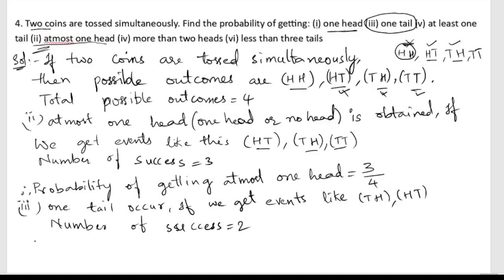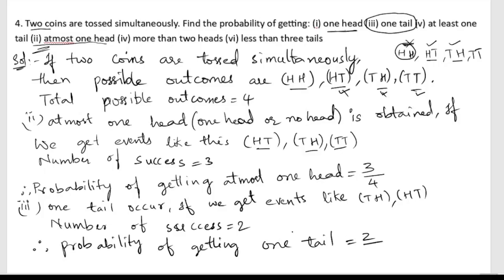So therefore we will get the probability of getting one tail. For one tail we will write the number of success in the numerator and the total number of outcomes in the denominator. So 2 ones are 2, twos are 4. So we got the answer as half, that is 1/2.